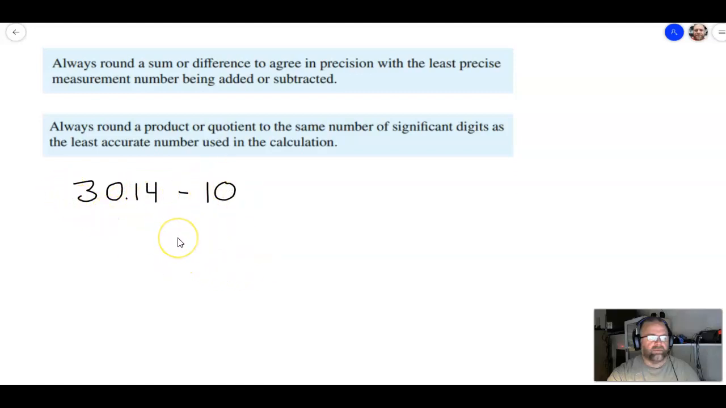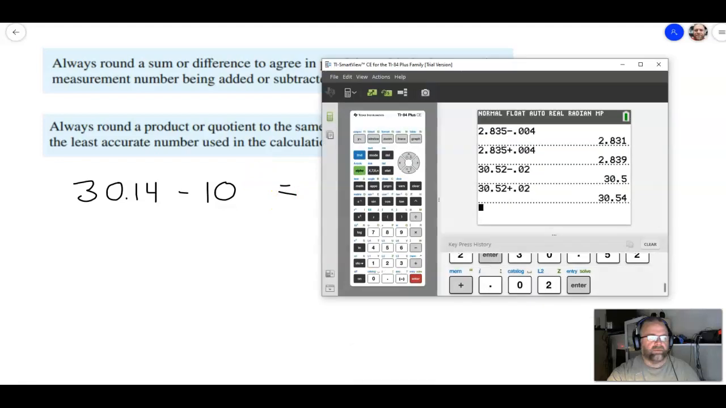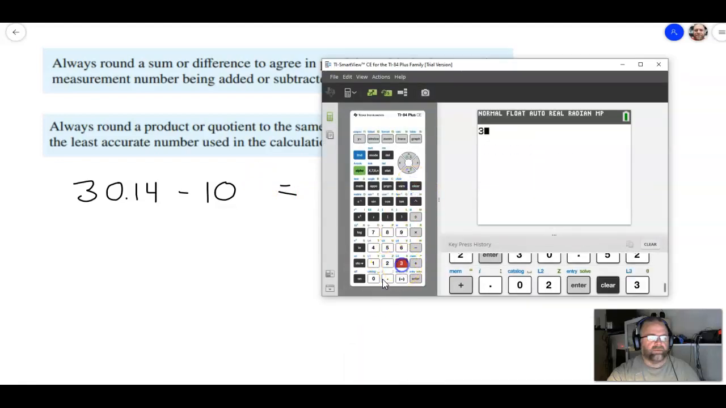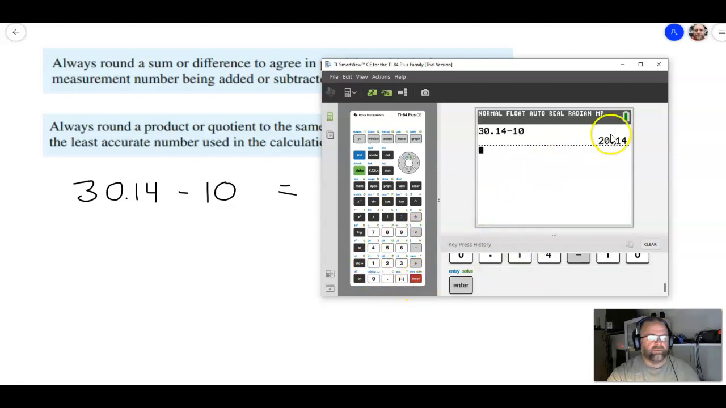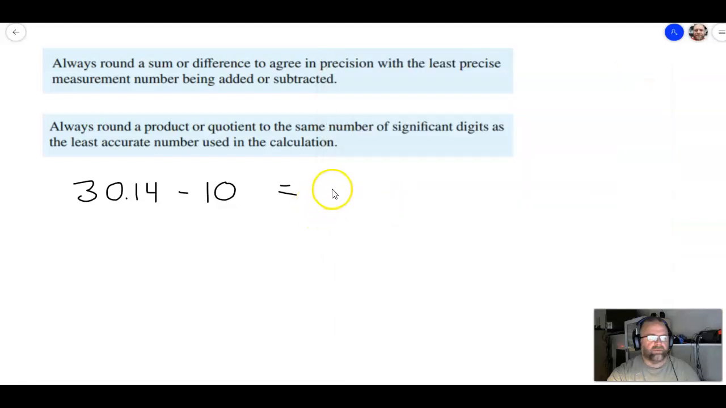How would I round my final answer here? What would that be? Well, if I were to put this in my calculator, and we did 30.14 minus 10, we're going to get 20.14. So right now I have 20.14, but now I have to round this. And I've got to figure out where I round this to.